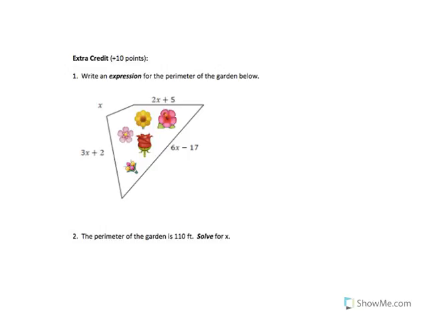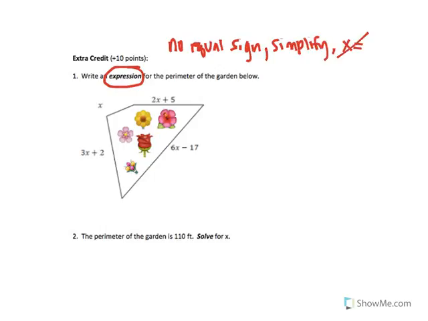Okay, so in this question it says, write an expression for the perimeter of the garden below. So remember, we have some juicy words in here. Expression is going to have no equal sign. You will simplify, and you will not get an answer x equals.